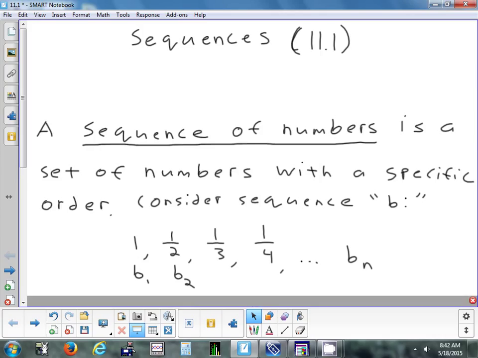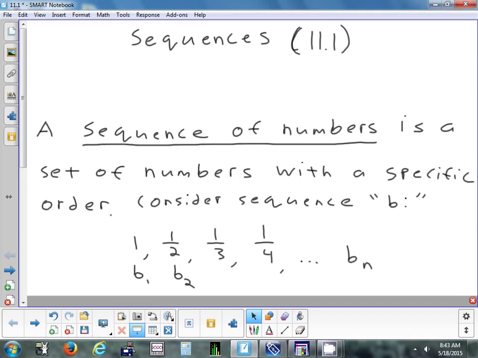Here is an example of a sequence. This particular sequence I've named sequence B. Generally they name it with a lowercase letter. And the terms in the sequence are 1, 1/2, 1/3, 1/4, all the way up to the nth term in the sequence. As far as we know, this sequence doesn't have an end. It just keeps going.